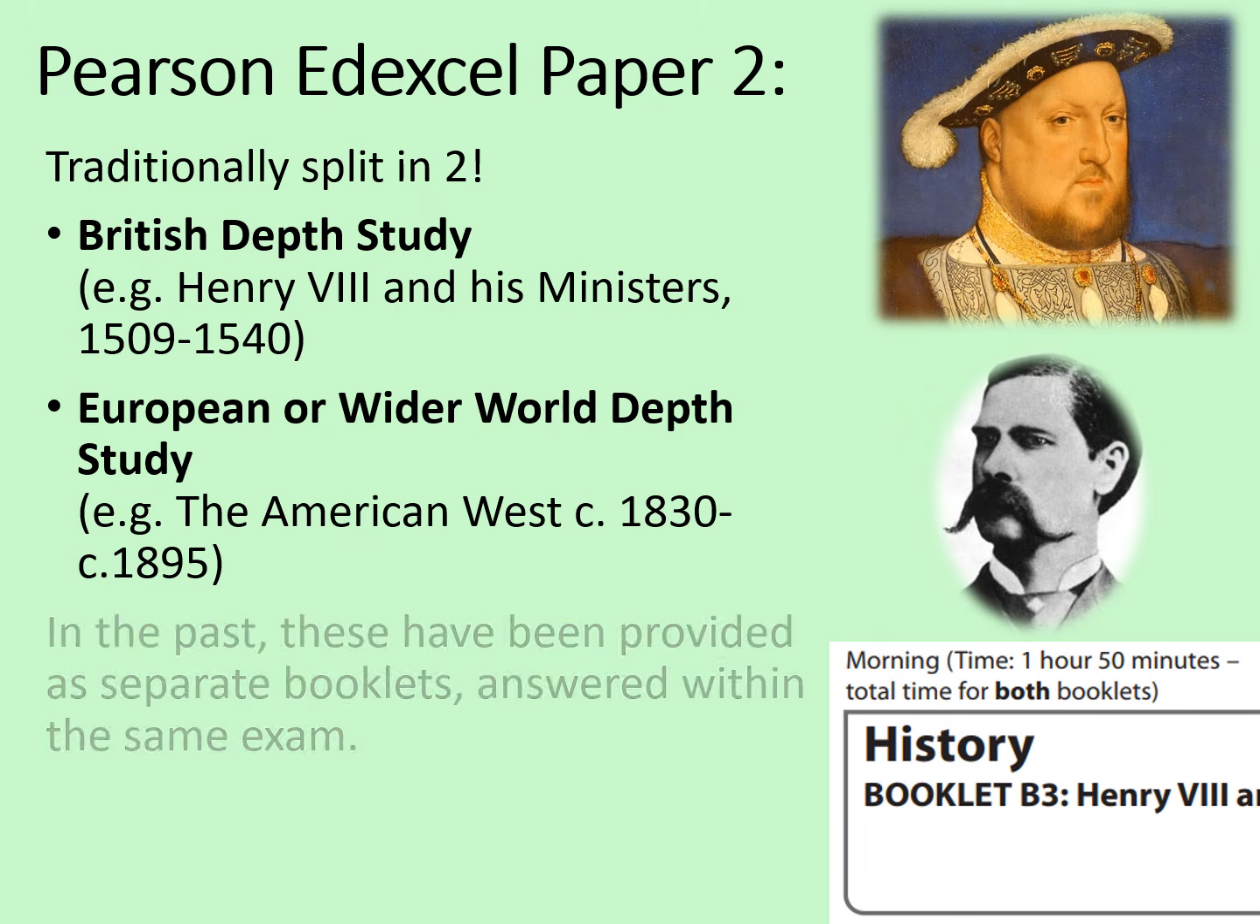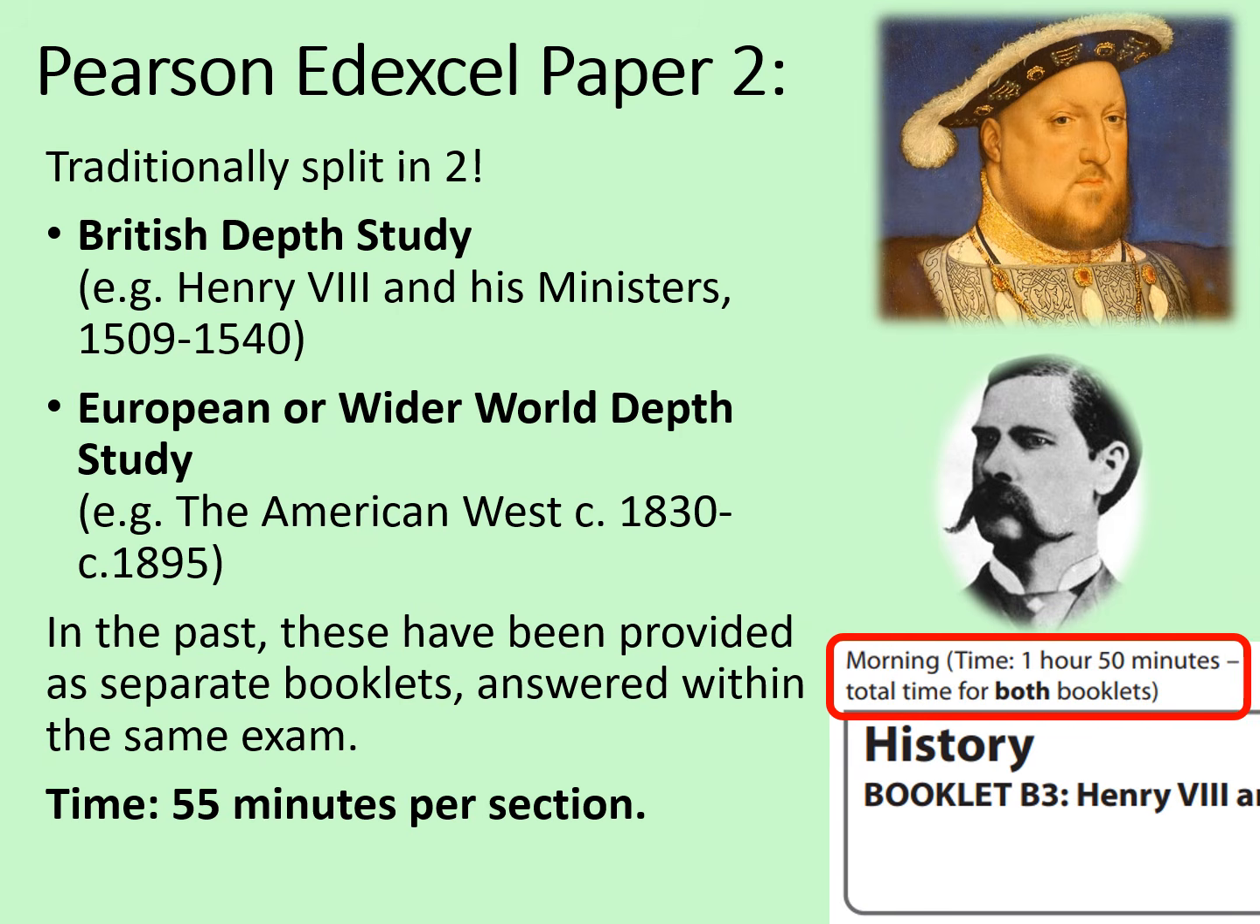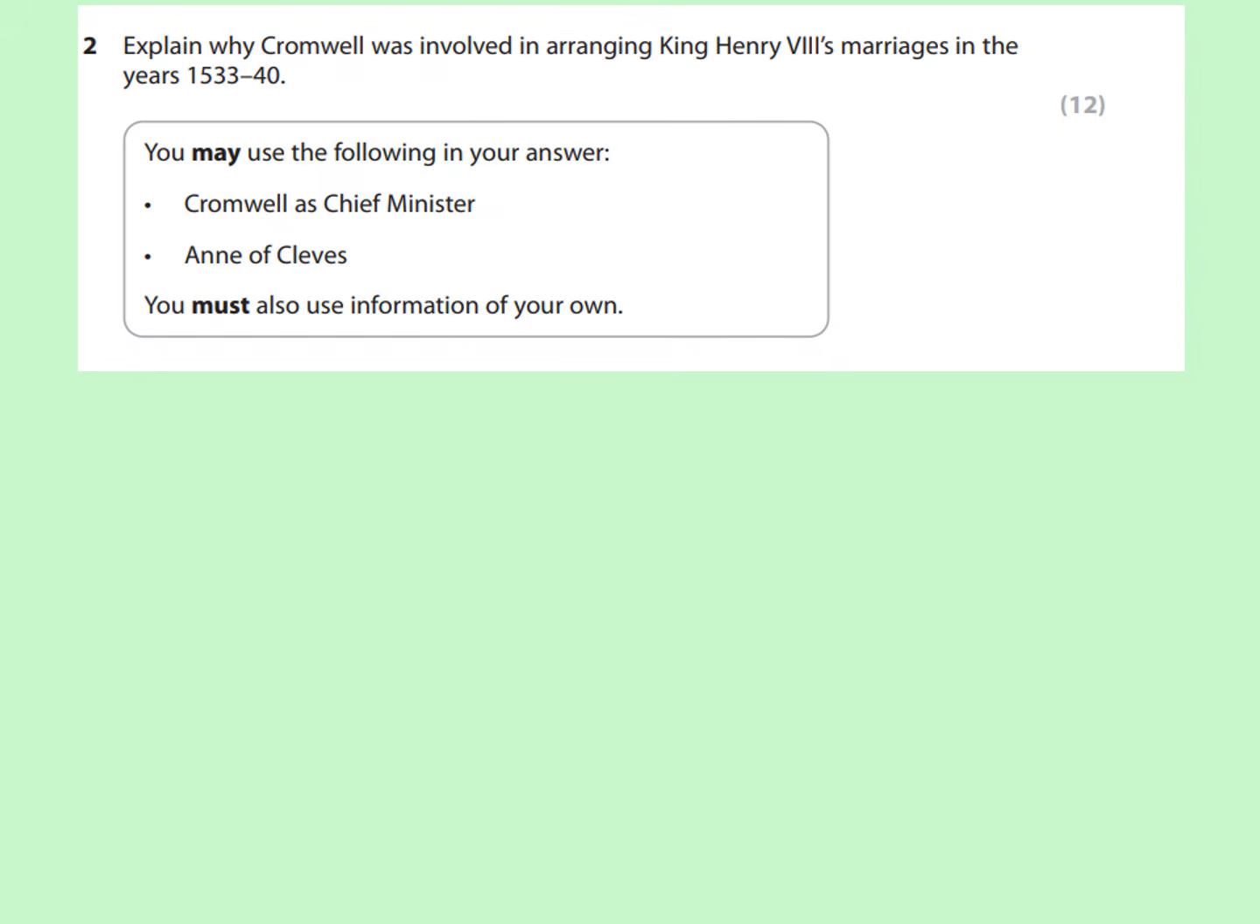American West. In the past, these have been provided as separate booklets, answered within the same exam, and you're given 1 hour and 50 minutes to do both booklets, so that's roughly 55 minutes per section. So here's an example of a question 2, this time taken from the 2025 exam paper. It's worth 12 marks, which gives you an idea of how long you should probably spend on it, somewhere around 18 to 20 minutes. It also provides you with some stimulus points.